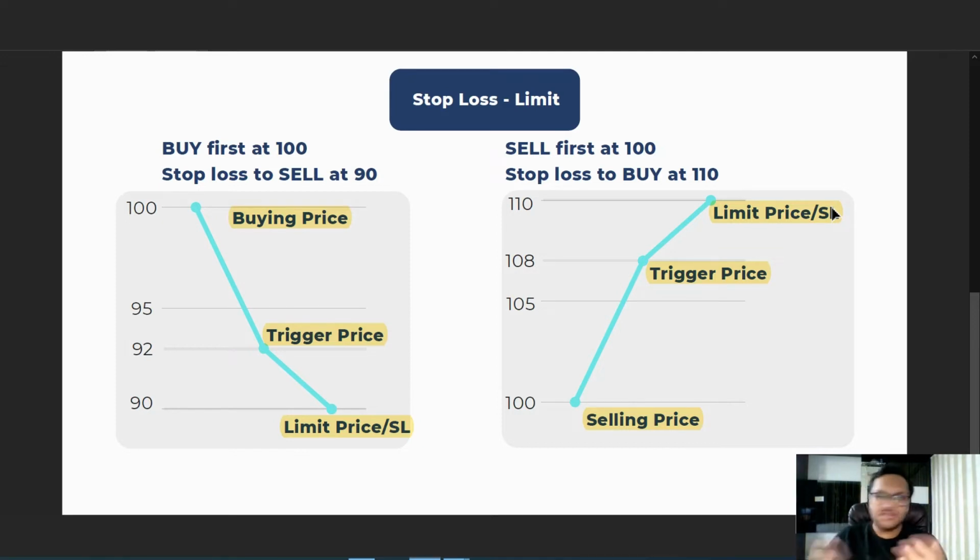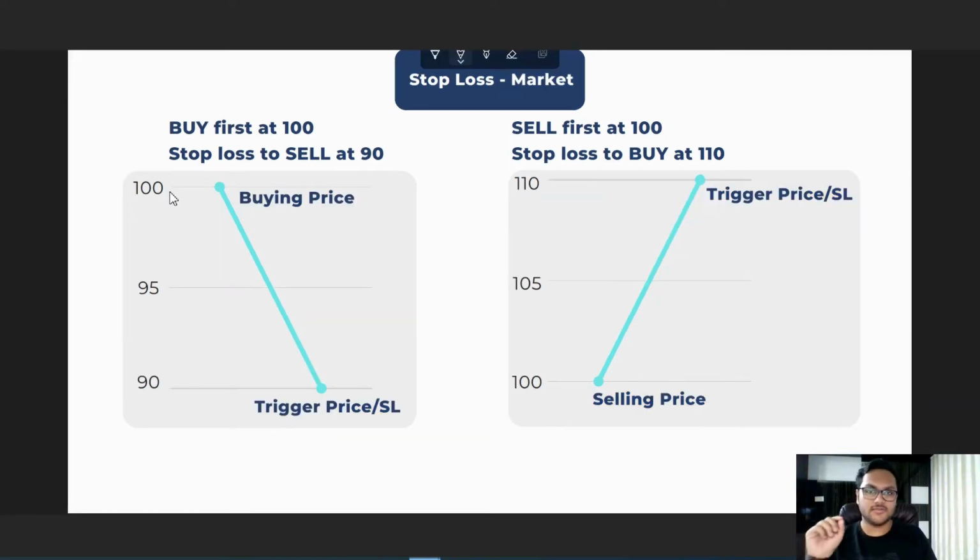Now there are various cases in both of these: if the price reaches this, then after that this happens, then what? If after this the price becomes this, then what? So I'll discuss each of the cases one by one so that there's no confusion left in stop loss limit and stop loss market order.